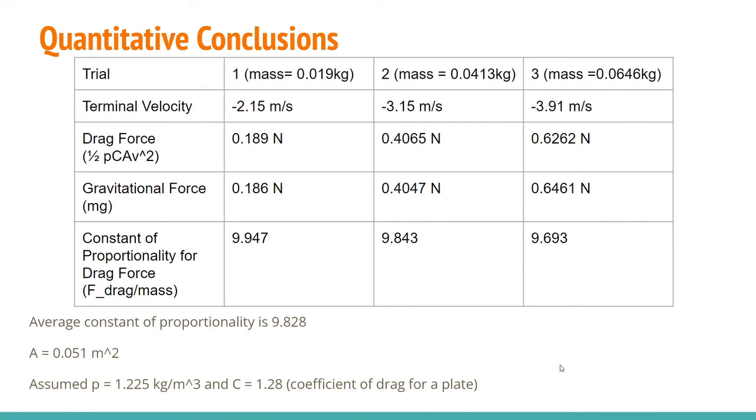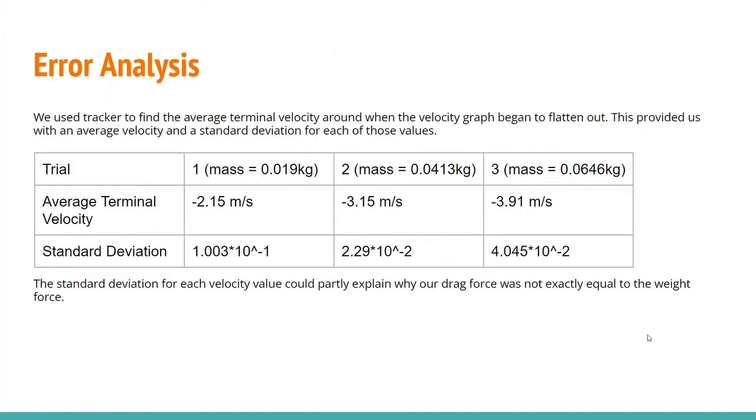And also the constant of proportionality for the drag force, which we found for the force of drag over the mass, had an average of 9.828. So to explain the error for the difference between the drag force and the gravitational force, we can look at the standard deviation for each of our average terminal velocity values found in Tracker, and Tracker gave us the standard deviation for each velocity value. And so that error could potentially explain why the drag force is not exactly equal to the weight force.